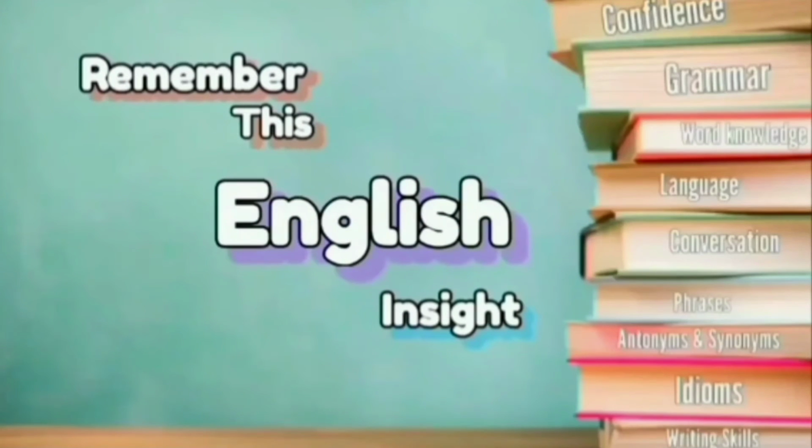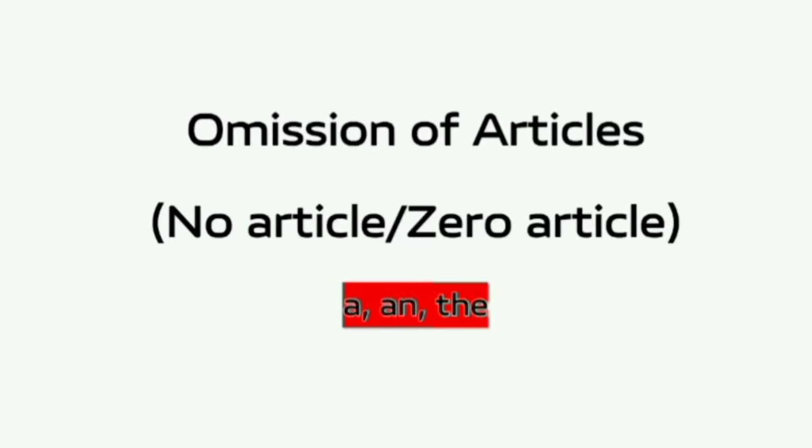Hello and welcome back. This is one of the videos from the series on articles. In this lesson, we will learn where to use no article, or we can say omission of article, or zero article. There are many rules of zero articles, or where we don't use articles.